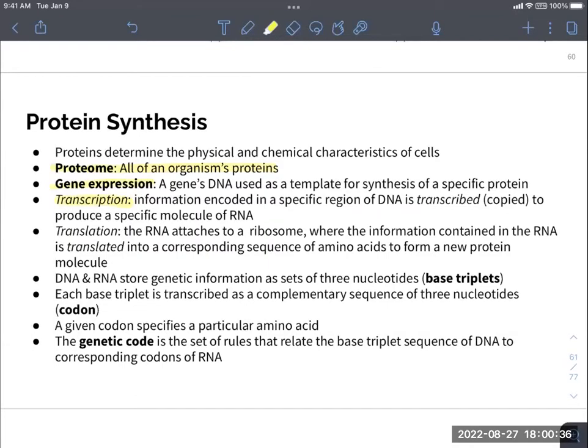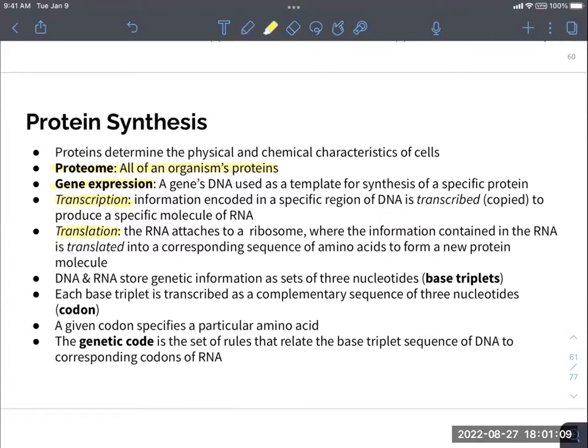DNA is 2 strands, if we remember. RNA is 1 strand. So if we take that DNA and transcribe one side of it, that would make an RNA strand. And then through translation, that RNA attaches to a ribosome, and that information is copied and translated into a corresponding sequence of amino acids to form new protein molecules.